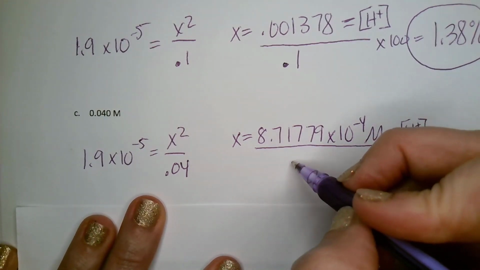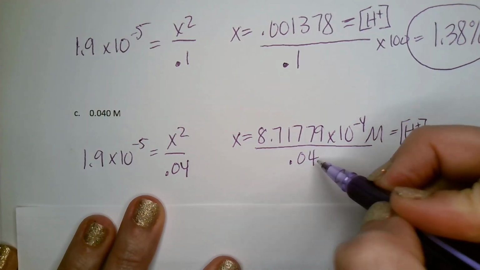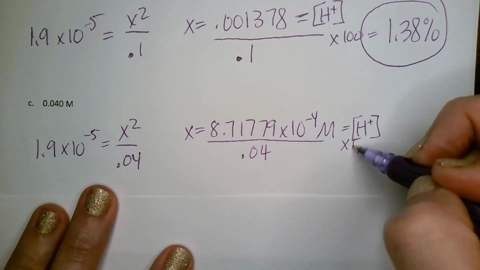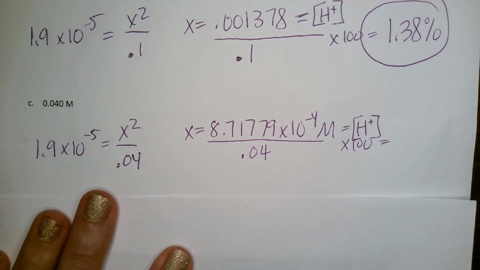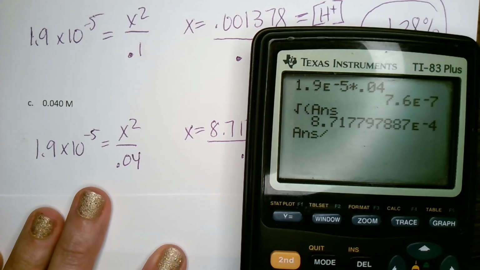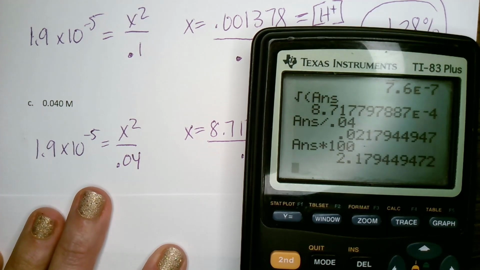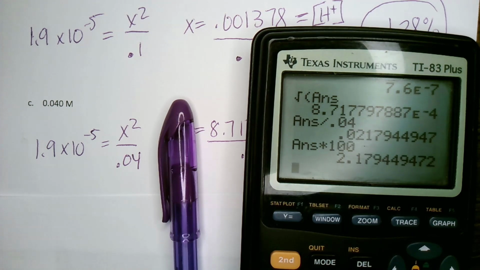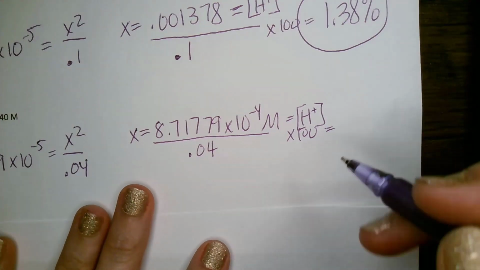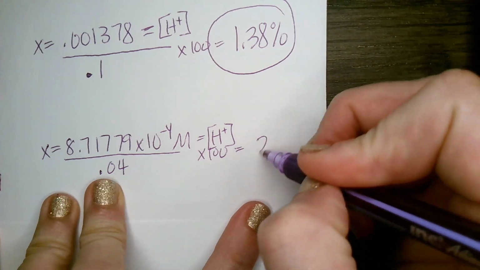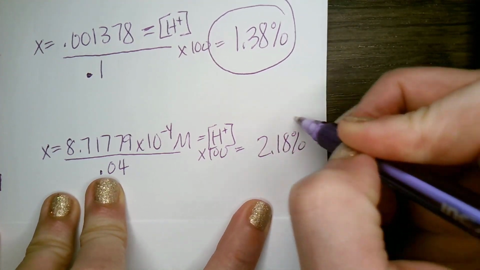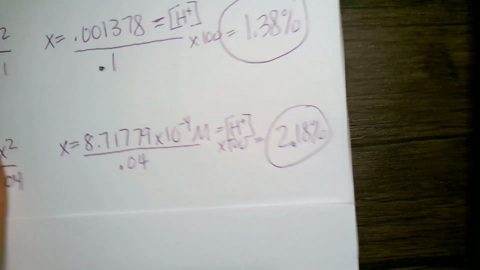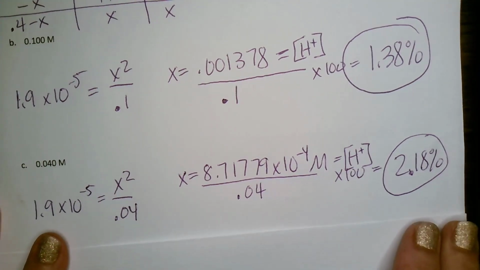Let's divide that by our 0.04 and times it by 100. Okay, we got 2.18%. So 2.18%, which is great. This problem allowed us to not use the quadratic equation.